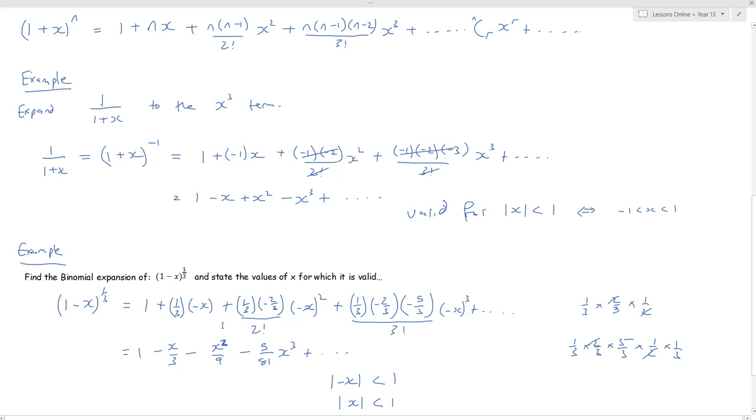Good. So you might want to make some notes on this then. So hit pause, make some notes. When you're ready to have a look at the next example, hit play again.